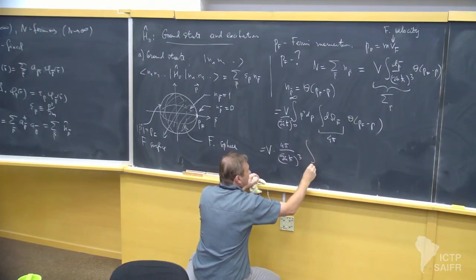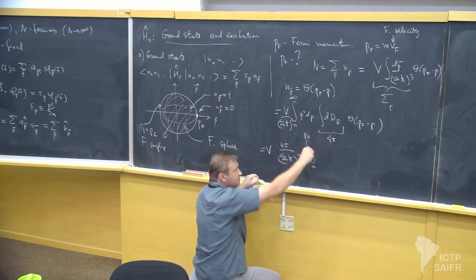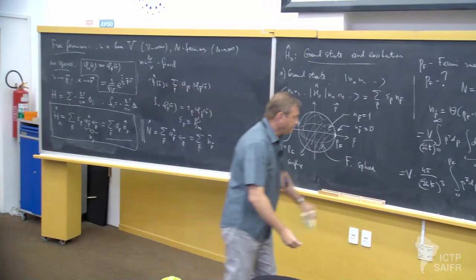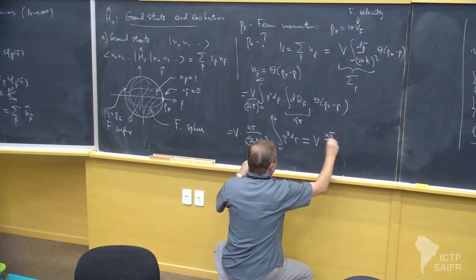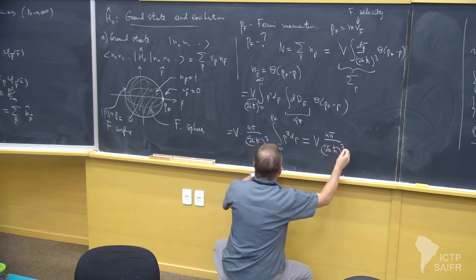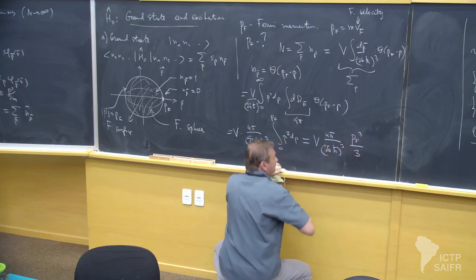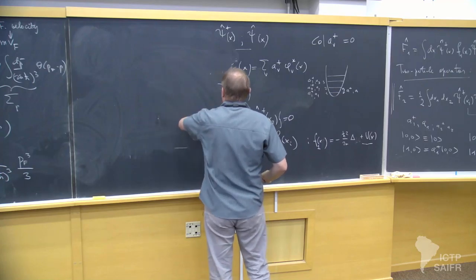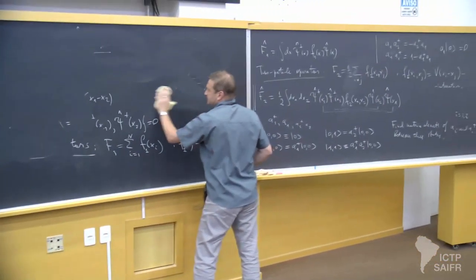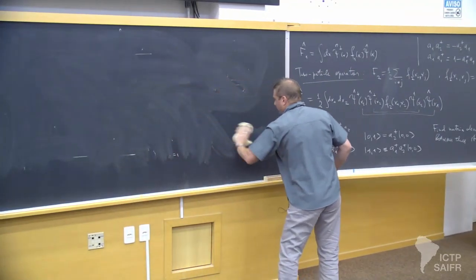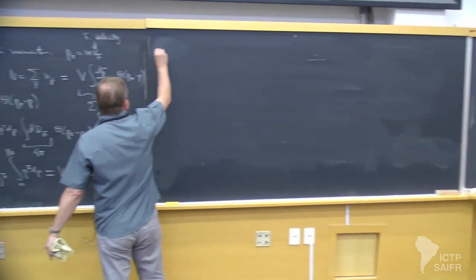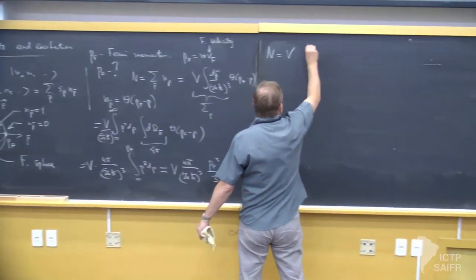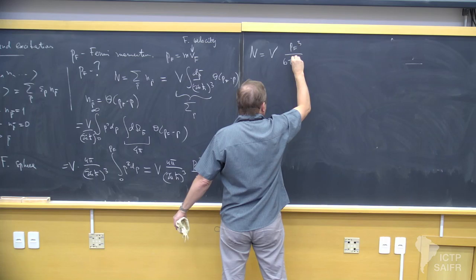What is left is the integral from 0 to pF, that's the meaning of the step function, of p squared dp. The integral is simple, it's just p Fermi cubed divided by 3. So we have volume times 4 pi over (2 pi h bar) cubed, times p Fermi cubed divided by 3. Combining all these numbers and cancelling, what I get is N equals volume, as it should be, proportional to volume, times p Fermi cubed over 6 pi squared h bar cubed.